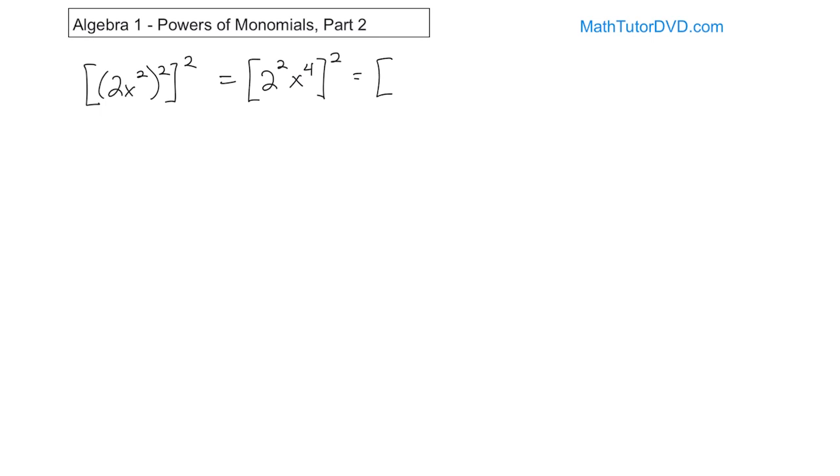So what is 2 squared? It's 4 times x to the 4th power, and then we square it. So now this 2 is going to finally, to get the final answer, be applied to each term here, multiplying any exponents along the way. So 4 squared times x to the what? 4 times 2 is 8. And then ask yourself, what is 4 squared? It's 4 times 4, which is 16 x to the 8th power.